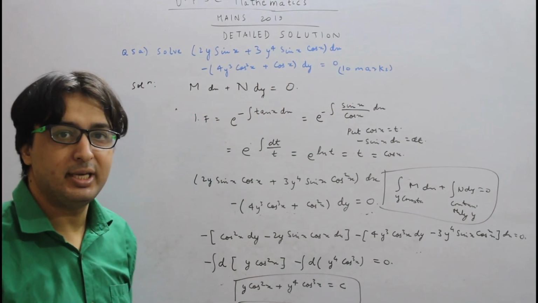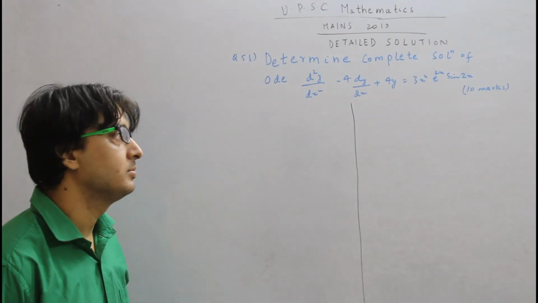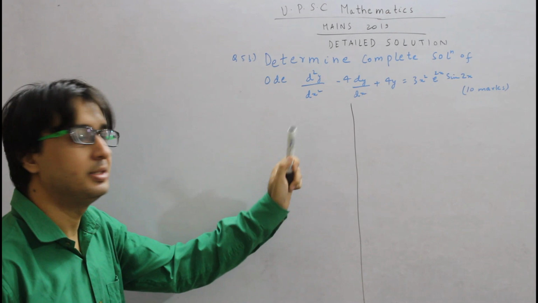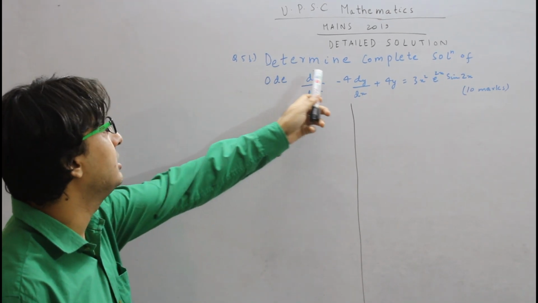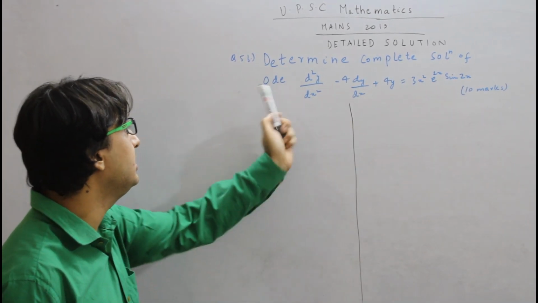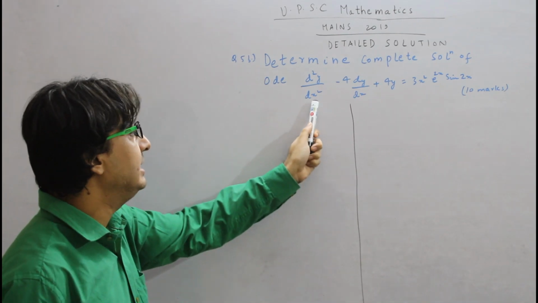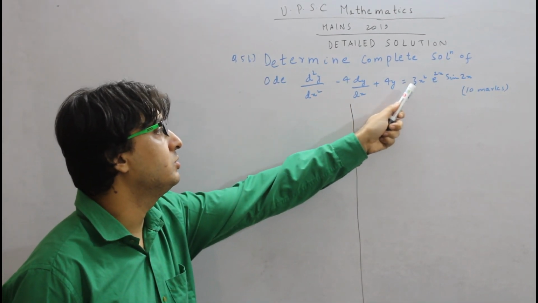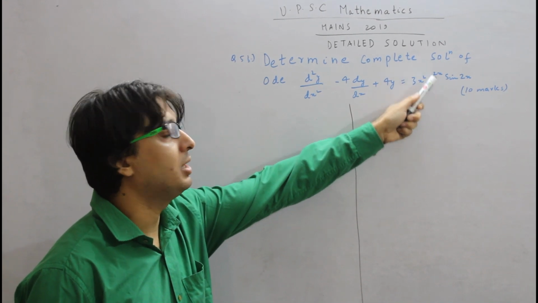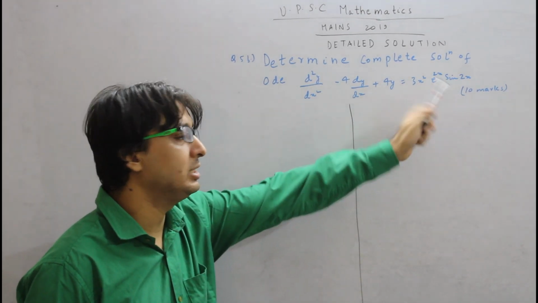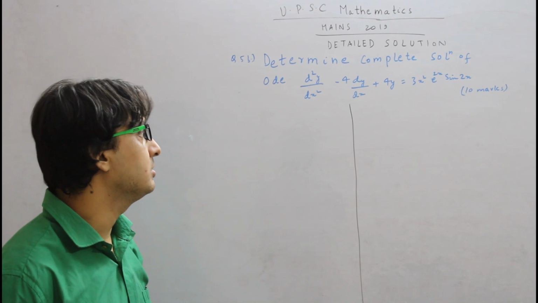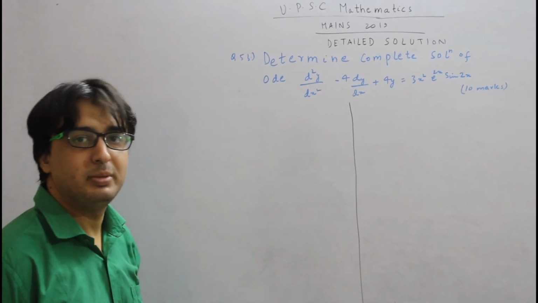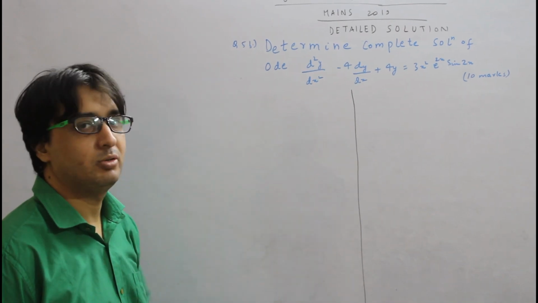Now I am going to take the next question. So this is question 5b, which was also asked in compulsory. That is asking us to determine the complete solution of the ODE d square y by dx square minus 4 dy by dx plus 4y is equal to 3x square e to the power 2x sine 2x, and again this is a 10 marks question. So we have to first find the complementary function and then the particular integral.